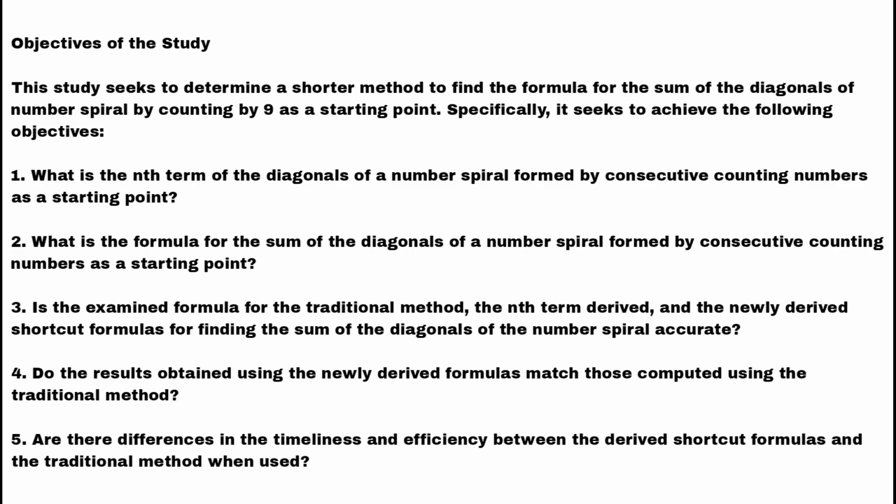First, we identify the end term of the diagonals in a number spiral formed by consecutive counting numbers. Next, we work on deriving a new formula for finding the sum of those diagonals. Then, we compared our shortcut formulas to the traditional method to test their accuracy, timeliness, and efficiency. Finally, we analyze whether our results match the traditional approach and if our method can truly save time while maintaining precision.